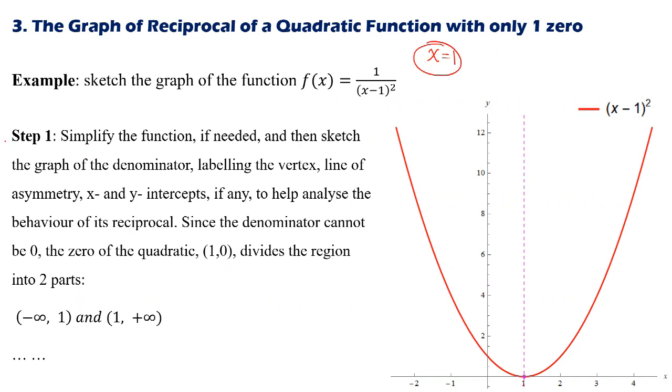The method to sketch the graph of a function like this is similar to the one we have used previously. First of all, simplify the function if needed. Then sketch the graph of the denominator. So first, we sketch the graph of y equals (x minus 1) to the power of 2. As you can see here, this is a quadratic function with a positive leading coefficient, so it's opening up and its vertex is (1, 0).